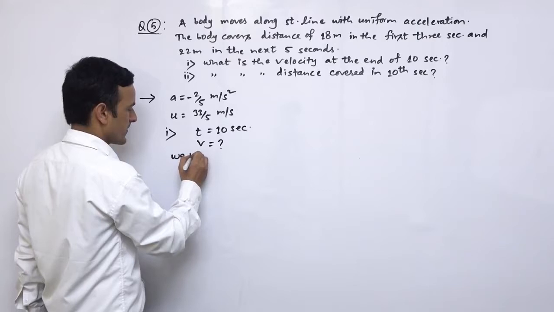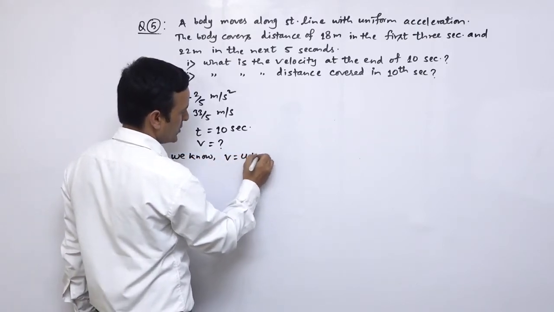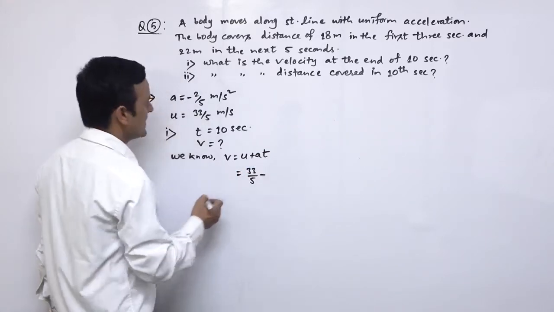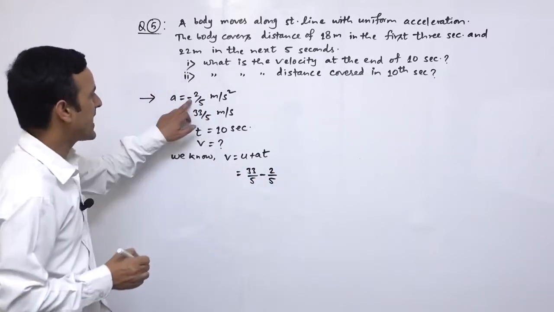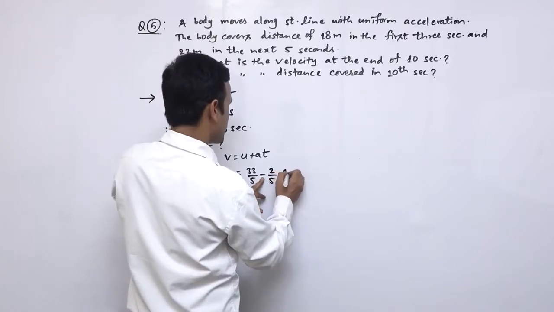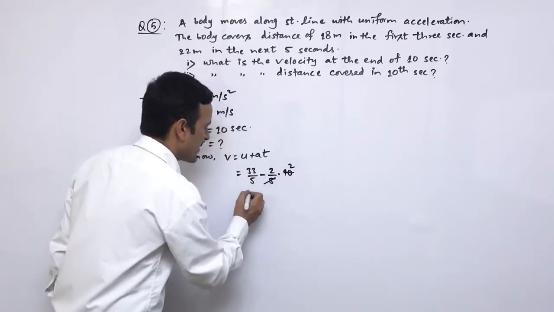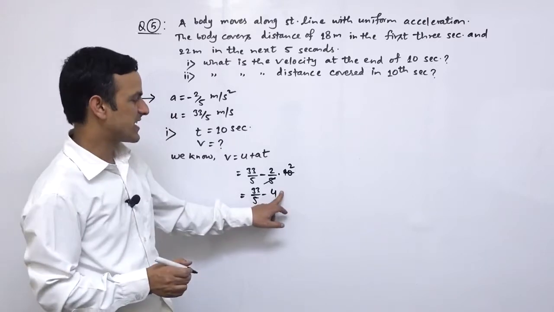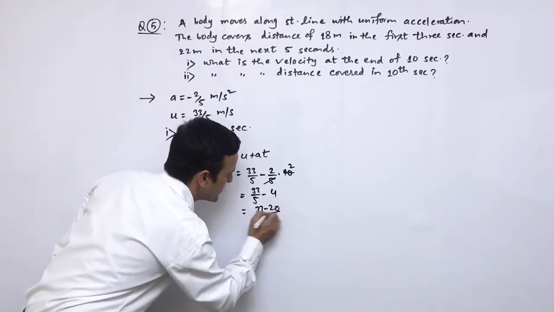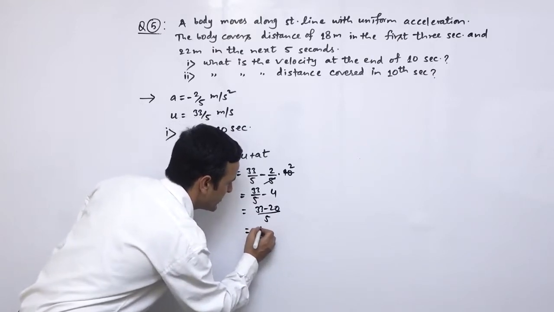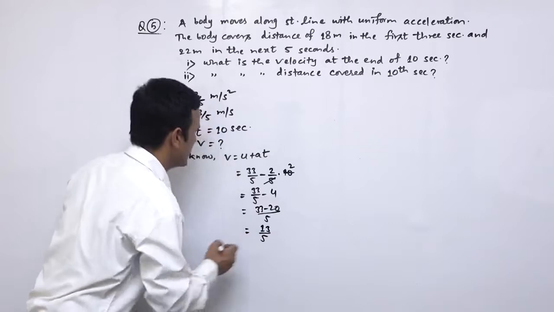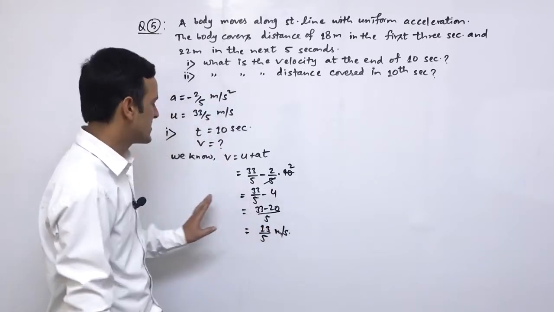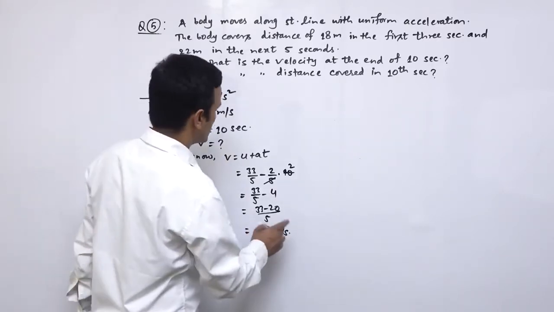So we know v is equal to u plus at. Write down the values: u means 33 divided by 5, a means it is 2 upon 5, and here is minus, so write down minus, and time means it is 10. So 5 2s are 10. We can write down 33 divided by 5 minus 4, and 5 4s are 20. So if you take LCM, it will be 20 divided by 5, and finally 33 minus 20 is 13 by 5. So this is in meter per second. Or we can write down 5 2s are 10, 2.6 meter per second.